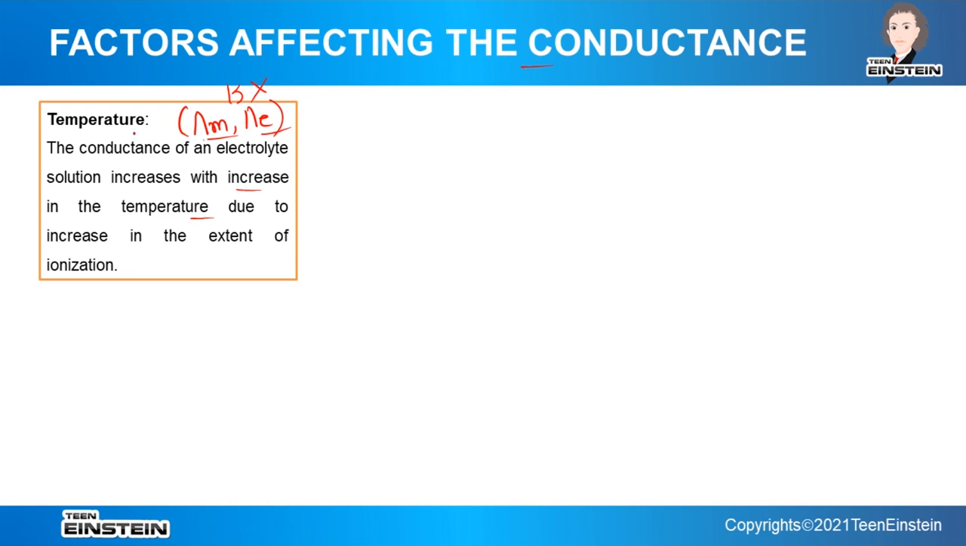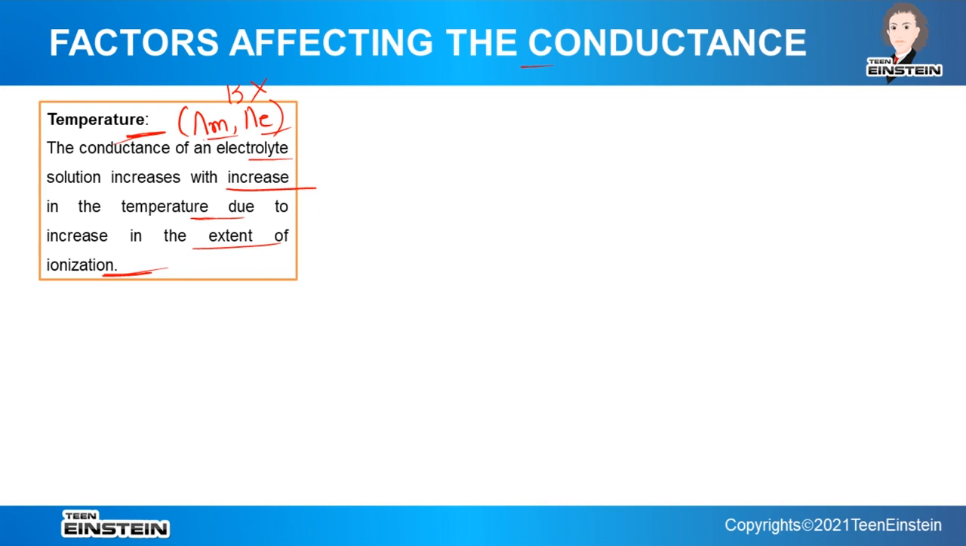So when you are increasing the temperature, dissociation will increase, so the number of ions will also increase. Your volume is fixed, which is 1 unit volume. As the number of ions is increasing in that particular volume, the conductance of an electrolyte solution increases with increase in the temperature due to increase in the extent of ionization.